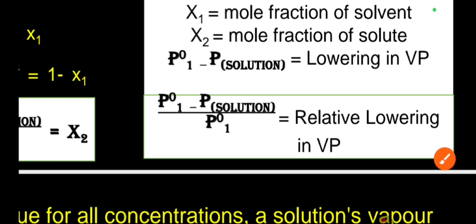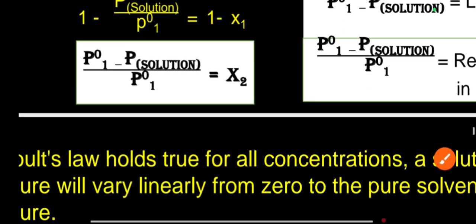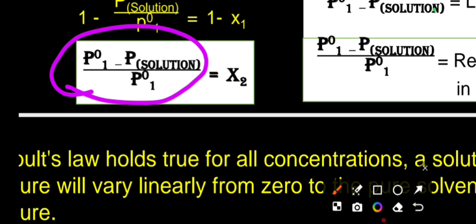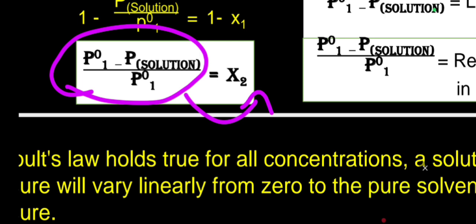And this final formula we have derived means this RLVP, relative lowering in vapor pressure, is always equal to the mole fraction of solute. This formula you will use in numericals.